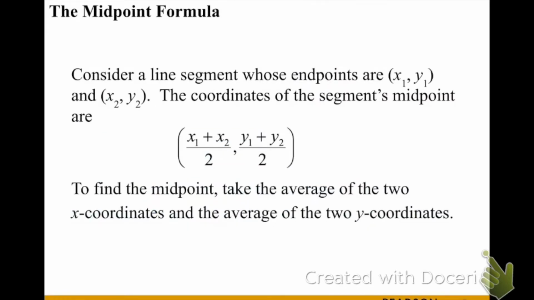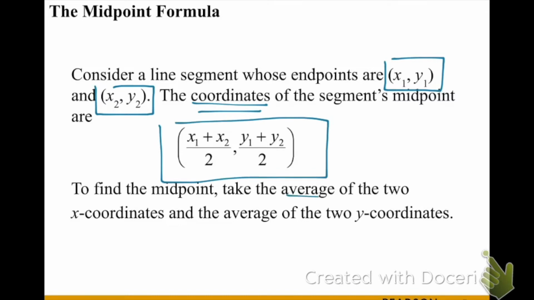The next formula that we need to talk about here is the midpoint formula. If we consider a line segment whose endpoints are the coordinates (x1, y1) and (x2, y2), then the coordinates of the segment's midpoint are going to be (x1 plus x2) divided by 2, and (y1 plus y2) divided by 2. This is the same thing as taking the average of the x-coordinates and also the average of the y-coordinates.